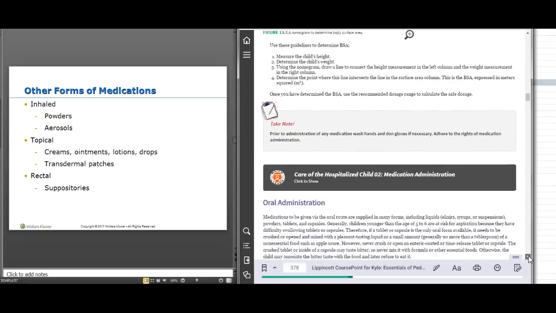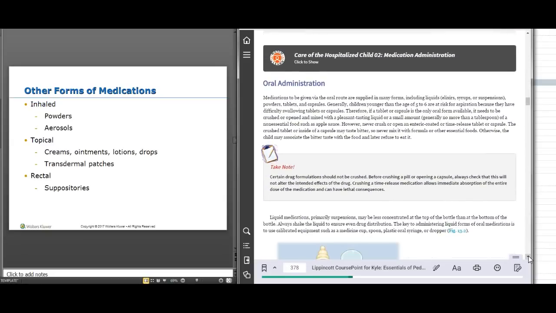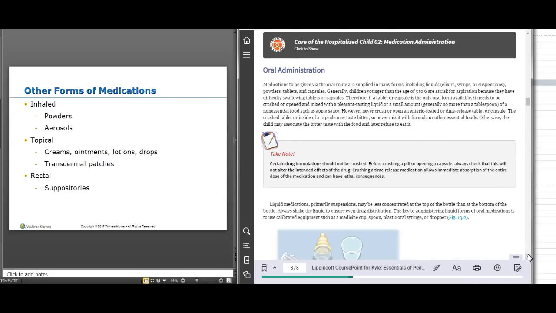Alright, body surface area again, we're not going to address. Alright, so talking about oral administration. You have to be careful. A lot of parents, if you give them the meds to give the child, and if they take it better from the parents, that's certainly an option.